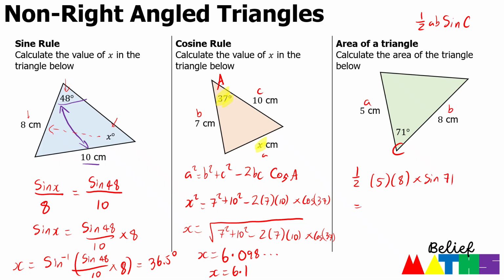And again, your calculator will do all the work for you. A half times 5 times 8 times the sine of 71. And that gives you an answer of 18.9 centimeters squared. Remember, this one's centimeters squared because we're working in area.